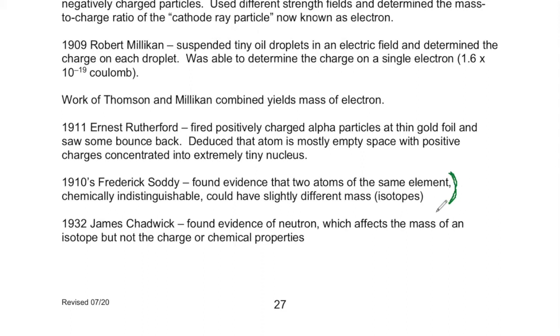So Dalton thought that 2 atoms of the same element would always be completely the same, and we know that 2 atoms of the same element can have a slightly different mass, and that is because of neutrons, which affect the mass of the isotope but not the charge or the chemical properties. So it was very difficult to discover these different isotopes because the only thing that's different is the mass, and that only very slightly. So the chemical properties are the same, and the charge in the nucleus is the same, but the mass is slightly different.